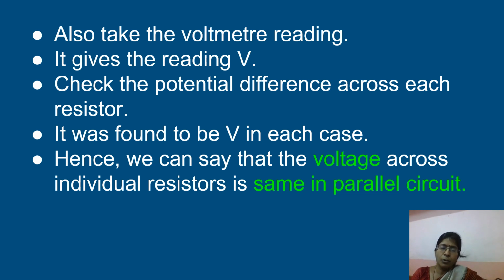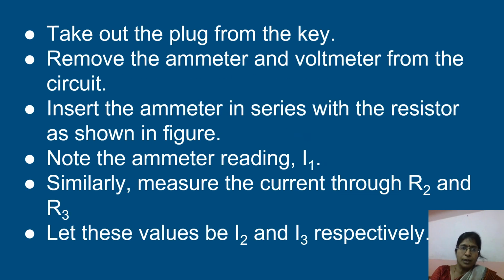In parallel, voltage remains the same in a parallel circuit. Now let's continue this activity. Take out the plug from the key. So you have observed that the voltage across individual resistors is the same. Now take out the plug from the key, remove the ammeter and voltmeter from the circuit, and then insert the ammeter in series with the resistor.